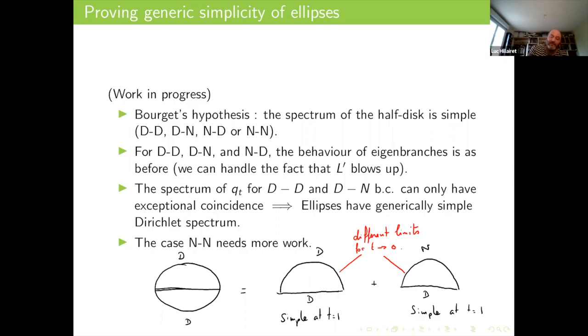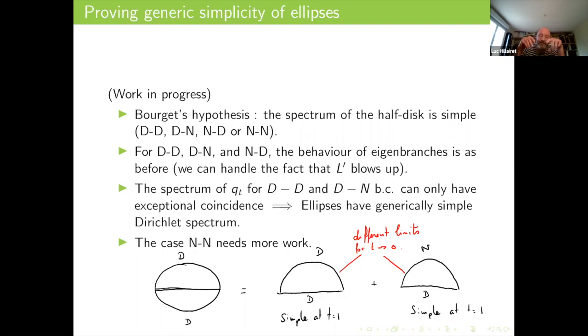And so what you know now is that if you take the spectrum of the ellipse, then you separate it into two half disks, half ellipses. The one where you have Dirichlet boundary condition on both sides, and the one where you have Dirichlet. So I mixed, I made a mistake. The Dirichlet is on the curved side, and the Neumann is on the flat side.